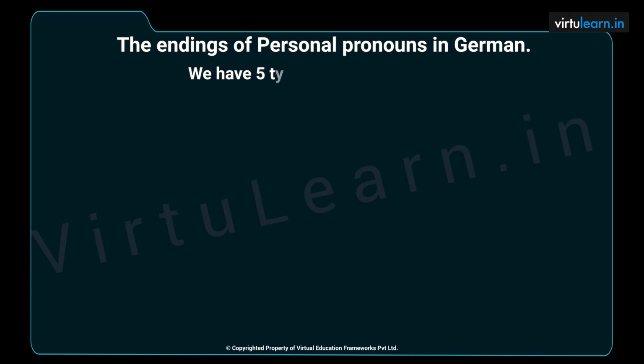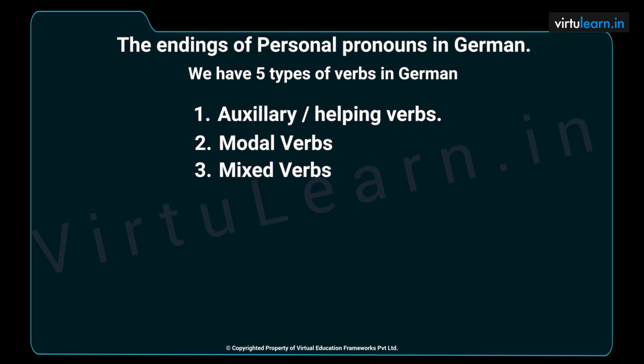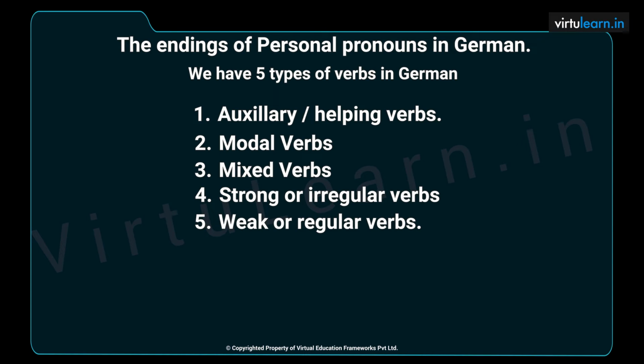We have 5 types of verbs in German. Number 1, auxiliary or helping verbs, modal verbs, mixed verbs, strong or irregular verbs, weak or regular verbs.